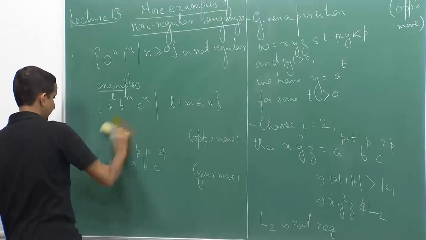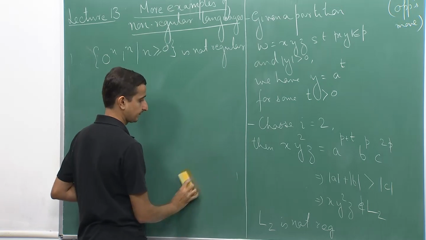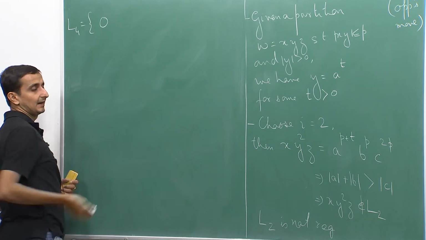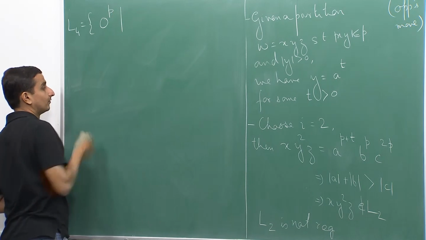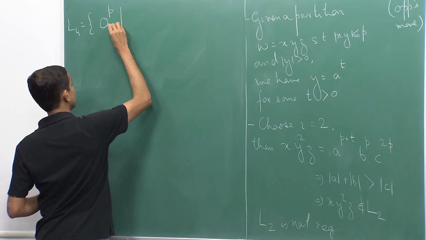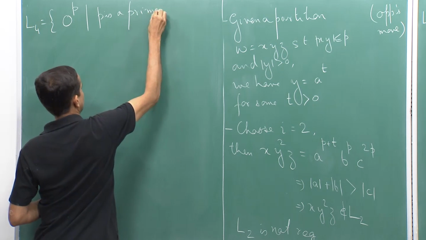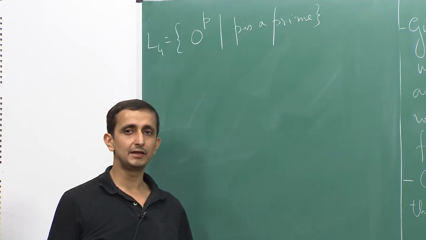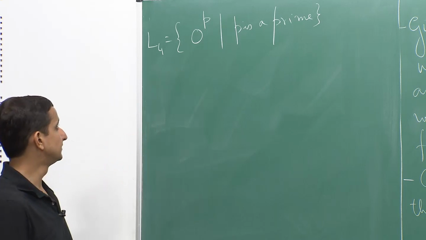Now let us look at our last example of a non-regular language today. We have a unary language this time, a language over a single alphabet. It consists of all strings of the form 0 to the power p, where p is a prime. What is a prime number? A prime number is a number which is divisible only by itself and 1. So, how do we prove that this is not regular?